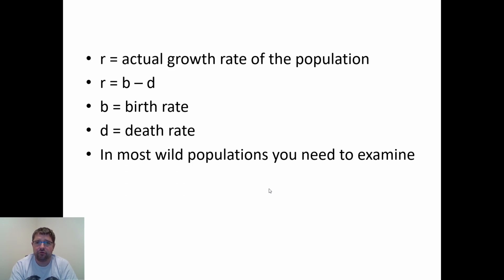And then in most wild populations, you also need to examine I minus E. Now, I minus E is the immigration versus emigration, or the number of organisms coming into a population minus the number of organisms leaving the population. Okay? Now, for some populations, this is really not the case.